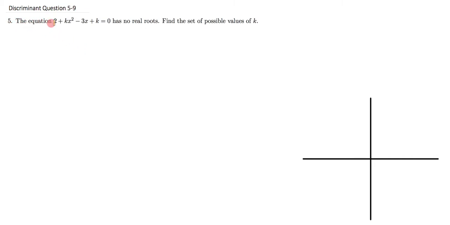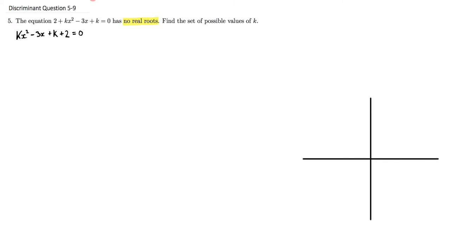So the equation has no real roots. Find the set of possible values of k. All right, so we know we have no real roots. That's going to be important. But before we address that, let's look at the equation they've given us and realize that it's not in the form that we like. So I'm going to write it in the form that we like. So I'm going to have this here minus 3x plus k plus 2 is equal to 0.